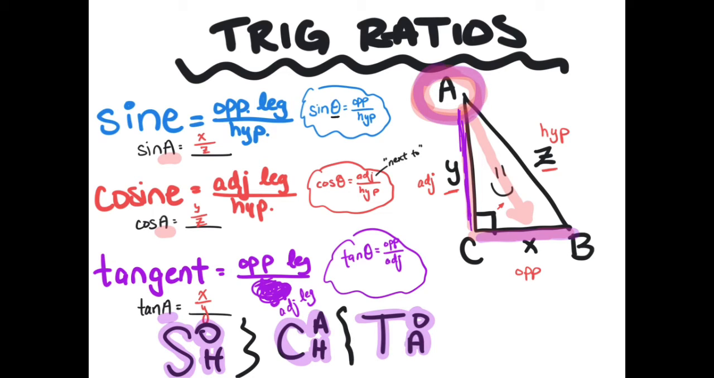SOHCAHTOA is going to help us on the first example that we do here, now that we know our trig ratios. So let's do it. Our first example, I'm going to write example uno. And I'm also going to write SOHCAHTOA up top.